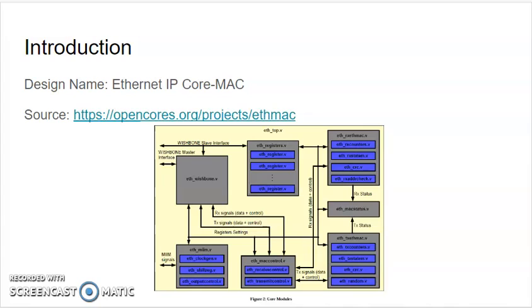The design I use is the Ethernet IP Core MAC. I found the design in OpenCores. You can see the link below. The Ethernet MAC is a sublayer within the data link layer of the OSI reference model, and the MAC is the portion of the Ethernet core that handles the CSMA/CD protocol for the transmission and reception of frames. I'll use this design and start from the synthesis stage.